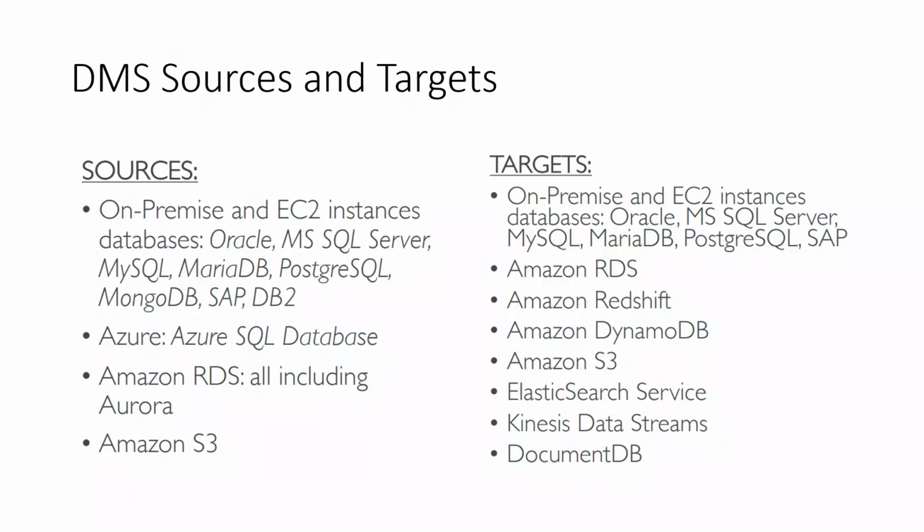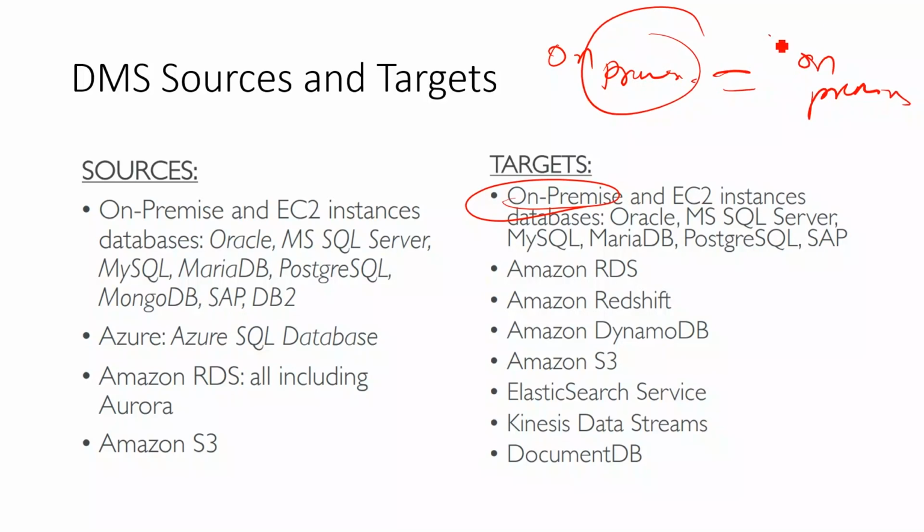And targets are basically on-premises and EC2 instance databases. So basically you can migrate an on-premises database to another on-premises database. It's possible like this, right? And basically this is what it is.